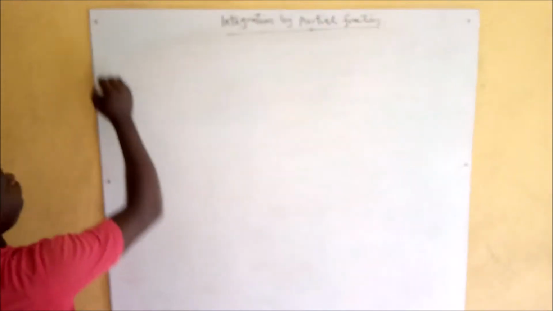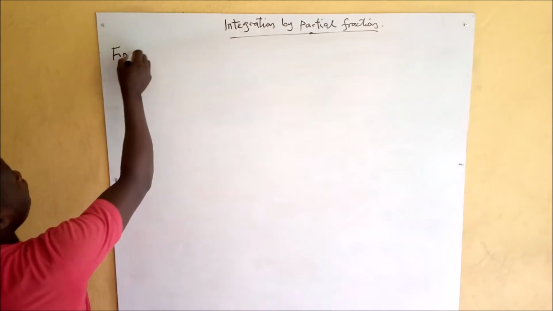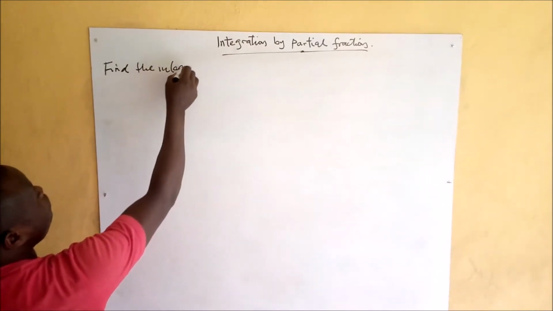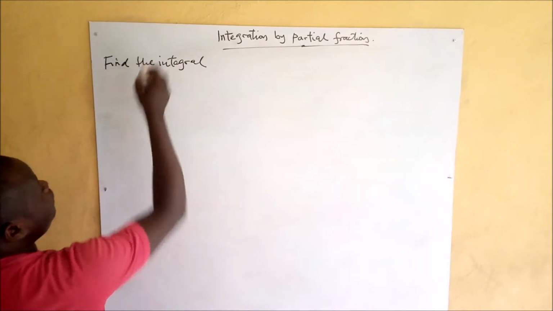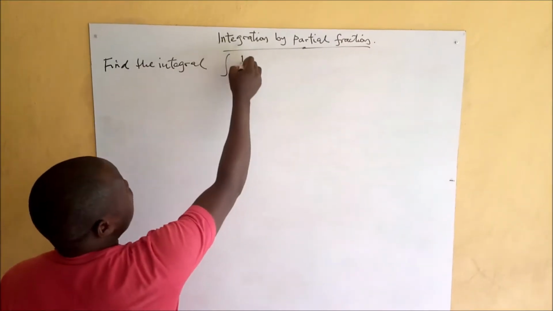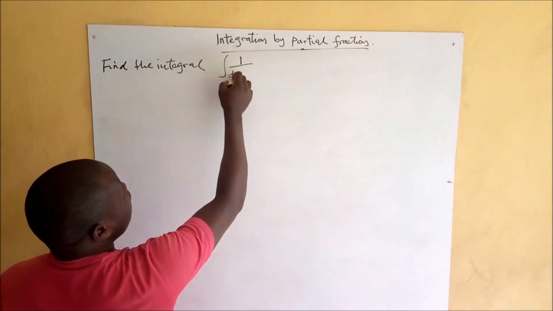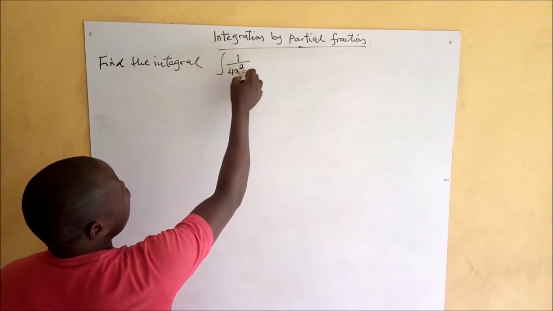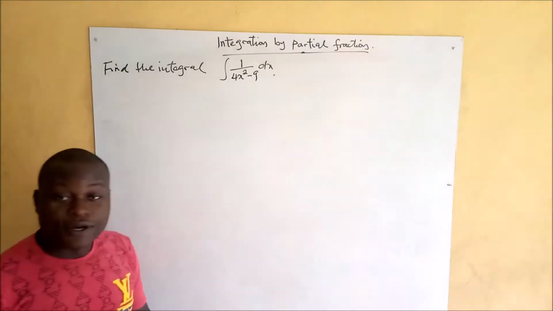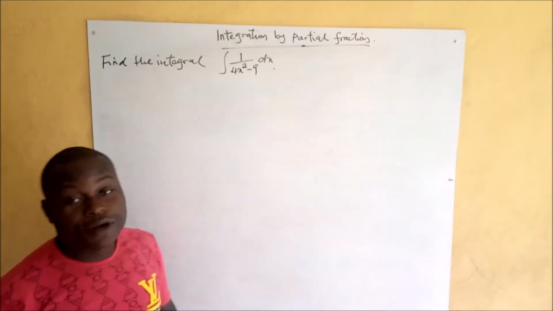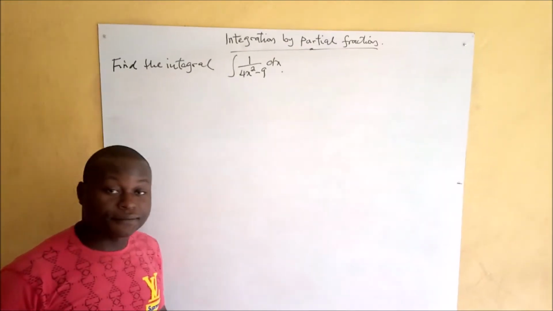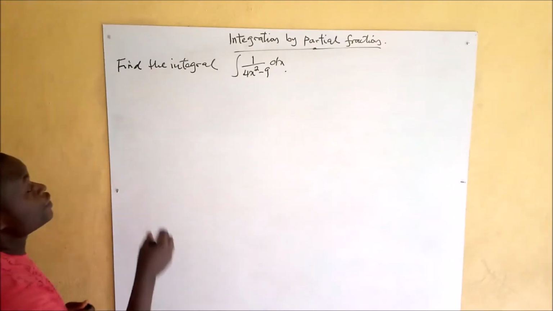Find the integral of 1 over 4x raised to the power of 2 minus 9 dx. Okay, so we have to find the integral of 1 over 4x squared minus 9. Alright, so let's take the solution.